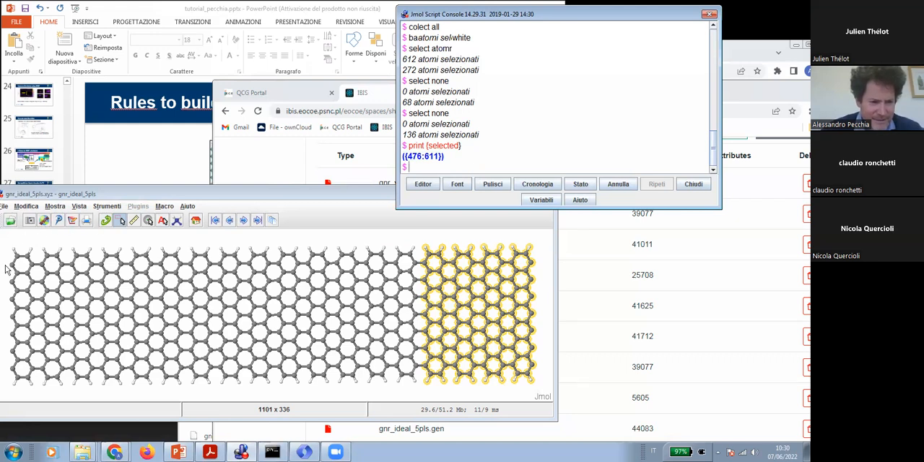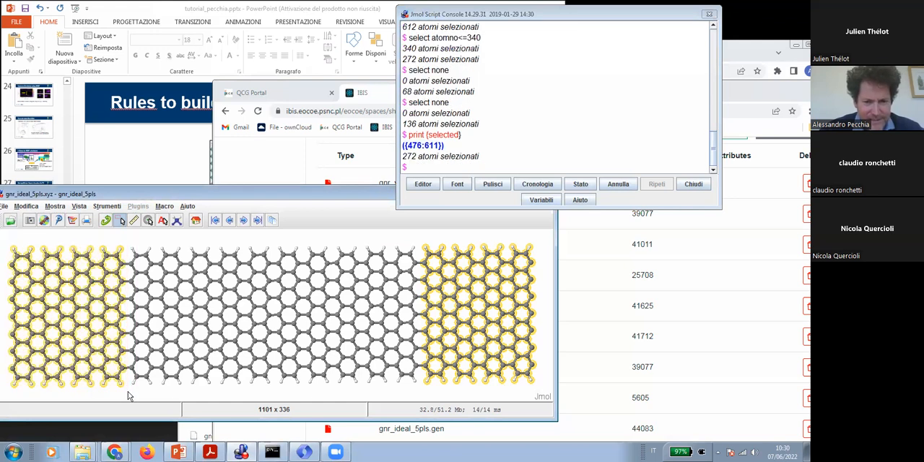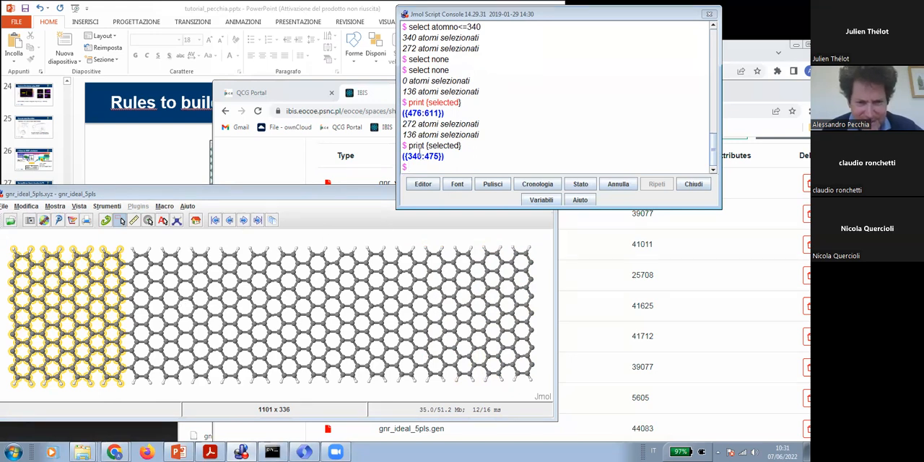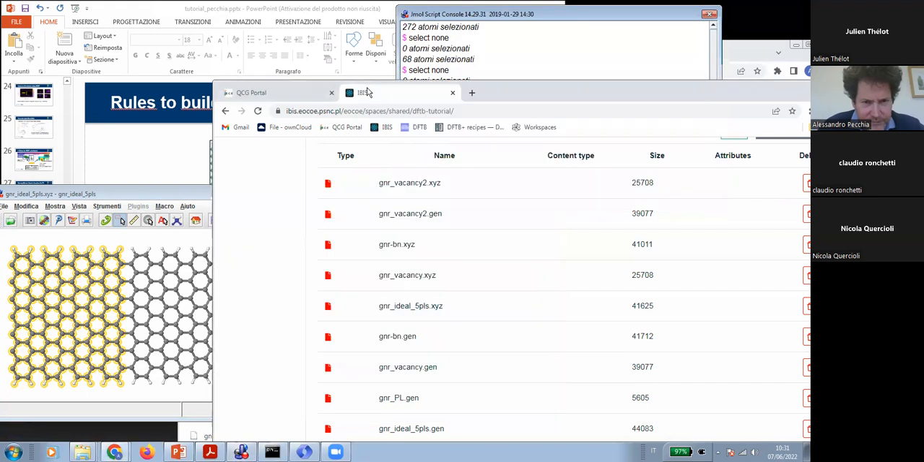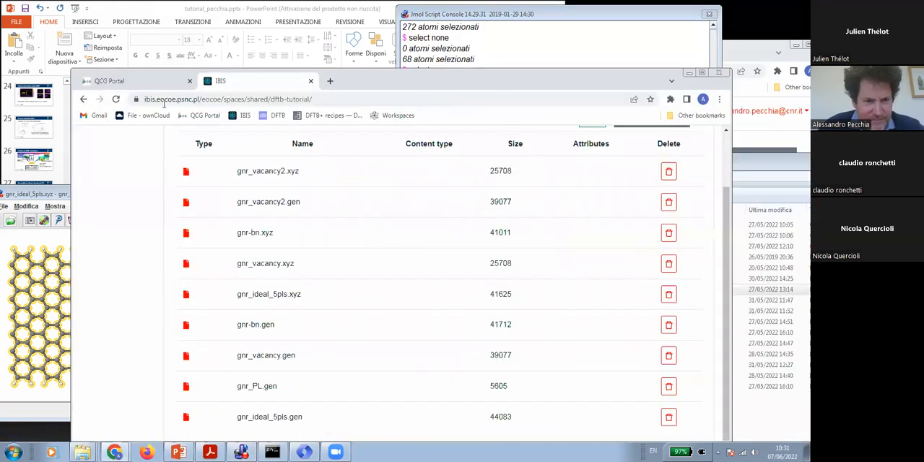If you go on the other side, this is the other contact. You select them, okay, and unselect these. And if you look again at print selected, you have the other. You see that there is a shift again by one. The atoms here are from 341, so the atom immediately after the central region, to 476, actually. Okay, so this is important, because we start from here.